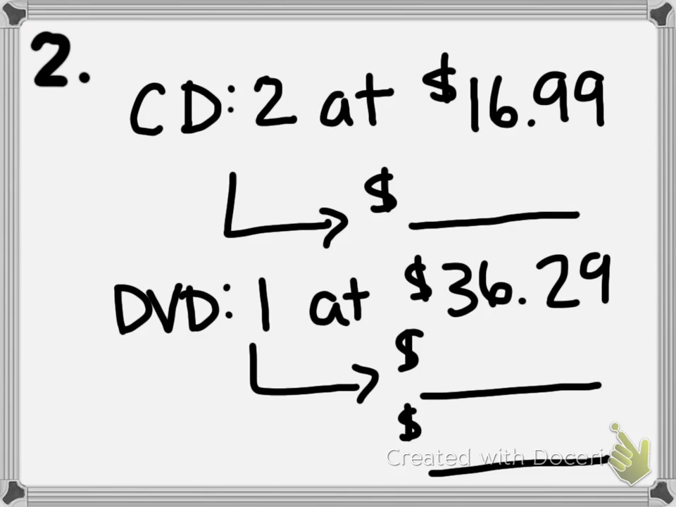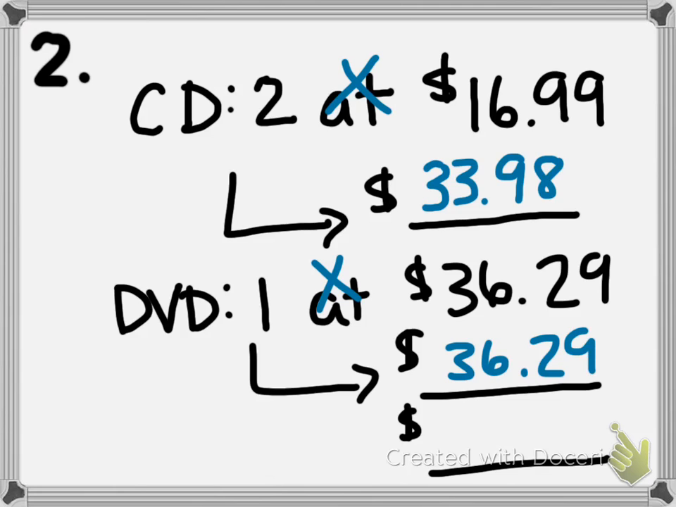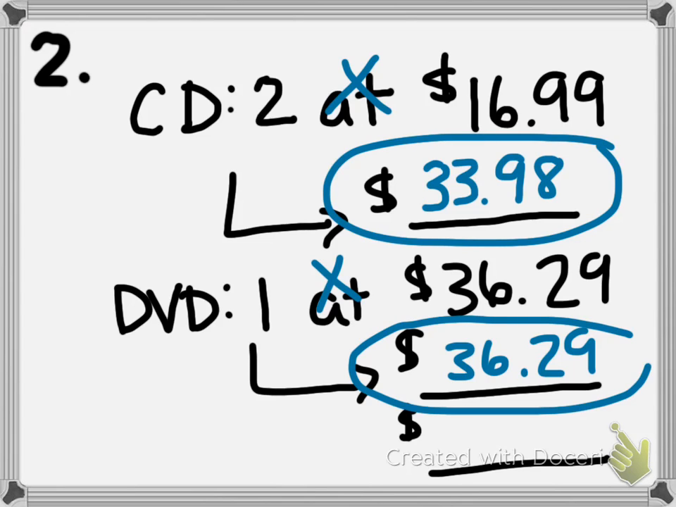Okay, number 2. If the sales tax is 6.75%, how much tax would Adrian pay if he bought 2 CDs at $16.99 each and 1 DVD for $36.29? Well, if we multiply 2 times $16.99, we get $33.98. And if we multiply 1 times $36.29, we get $36.29.